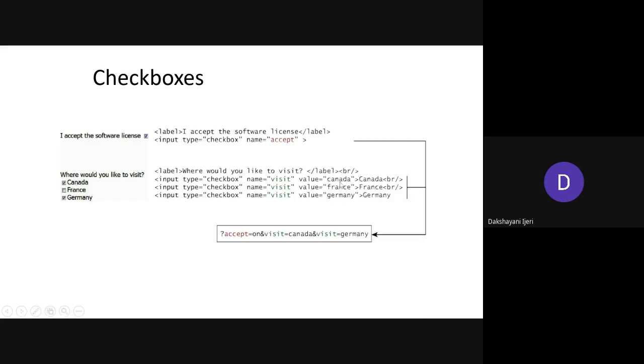In case here, if you take it as 1, 2 or 1, 2 and 3, so here it will be ampersand visit is equal to 1 and visit is equal to 3. So whatever the values that you are going to take here, that will be considered here for constructing the query string while sending it to the server side. Is it clear?